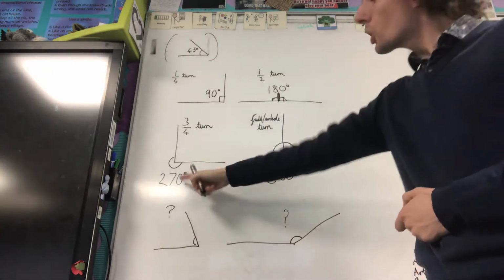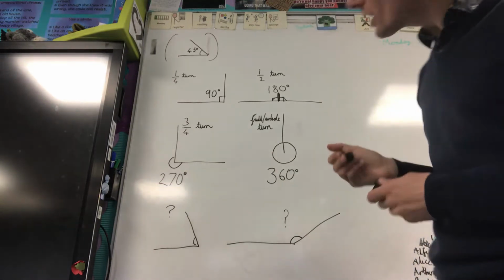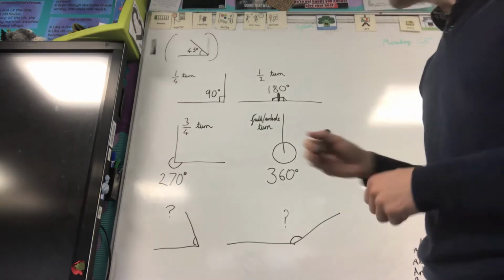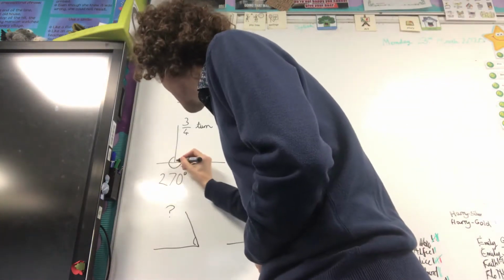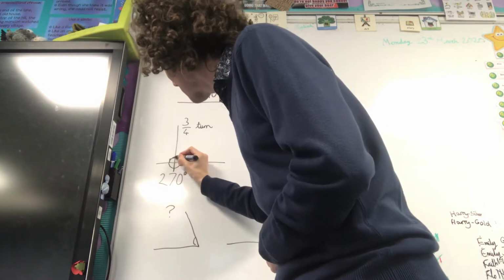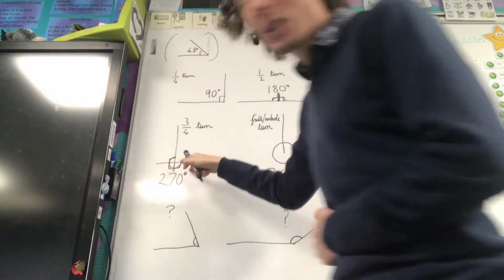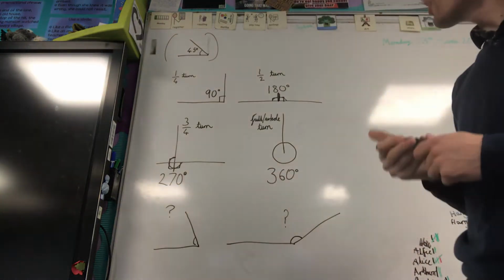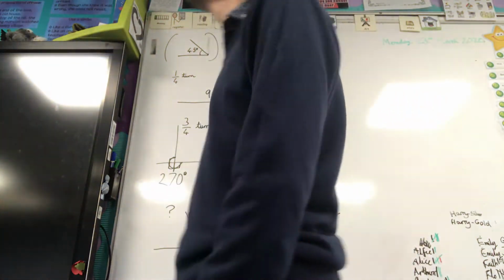Okay, 270 degrees is 3/4 of a turn. So that's because it's three right angles. Look, can you see? 1, 2, 3 right angles. So if I was standing here and I turned 270 degrees, I'd do 1/4, 2/4, 3/4. I'd end up facing this way.